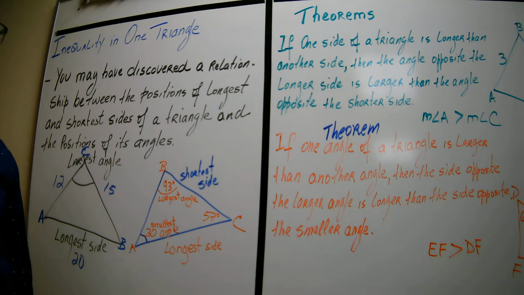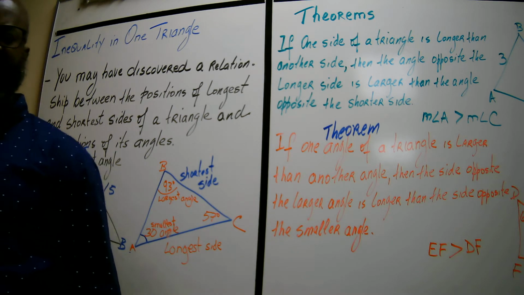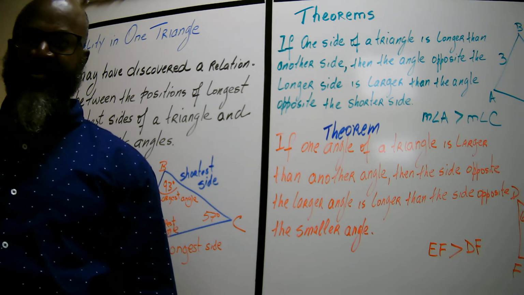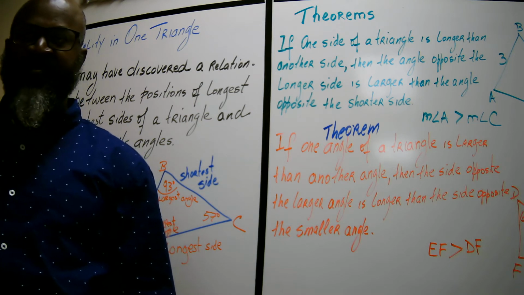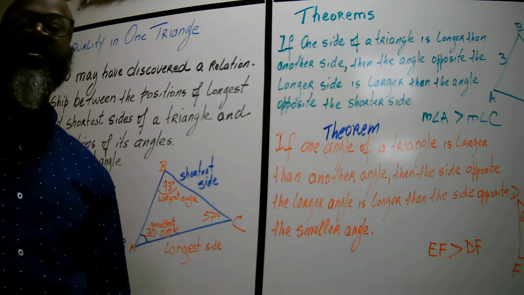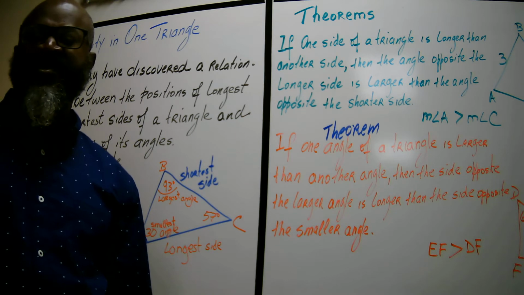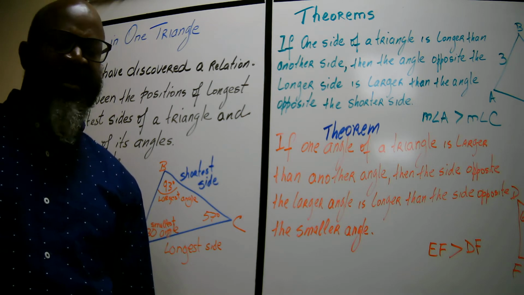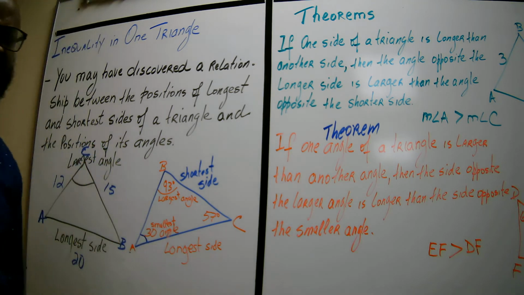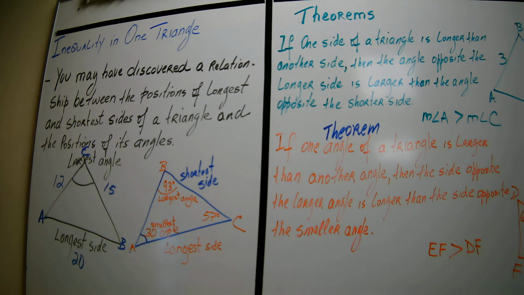If you have a triangle, try to put your angles in ascending order from small to large, or you can put your sides from small to large, or vice versa, or you can put them in descending order from greatest to smallest. So in this case, you will know in what order those angles fall or what order the sides fall. So let's look at that. You may discover a relationship between the position of the longest and the shortest side of a triangle and the position of its angles.